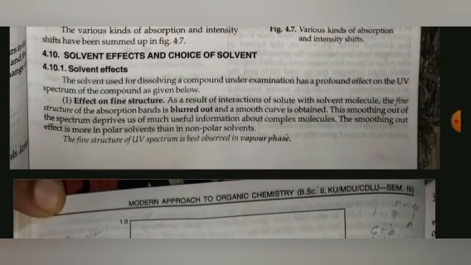Solvent effect and choice of solvent. First is solvent effect. The solvent used for dissolving a compound under examination has a profound effect on the UV spectrum of the conjugated compound, as given below. First is the effect on fine structure.